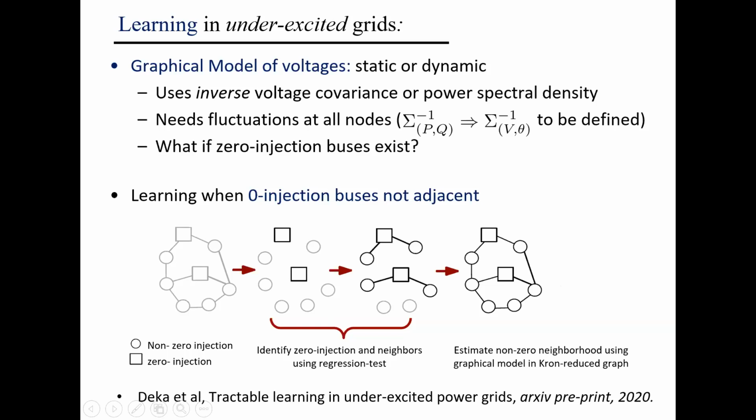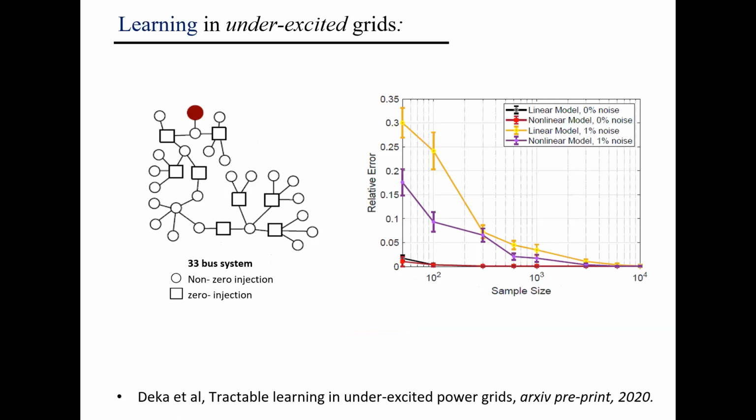And this is a simulation result on a 33-bus test system where you had multiple zero injection buses, and you can see in the absence of noise, the error really goes down to zero pretty quickly. The recovery is almost exact, and then under noise of 1%, you'd still get less than 5% error when you have 1,000 samples. Again, this is without prior information on what the potential edges are. So if you have that information, you can do much better.